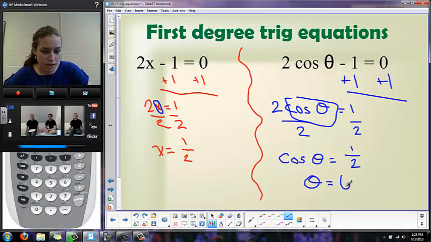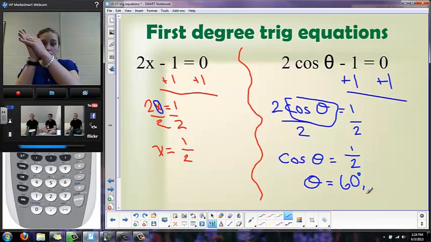Theta is equal to 60 degrees. Now what you have to ask yourself is, is that the only place where cosine theta is equal to 1/2? Is that the only place? Well, actually, cosine theta is equal to 1/2 in all 4 quadrants. Remember, because it's 60, and then it's all the cousins in every single one of the other quadrants.